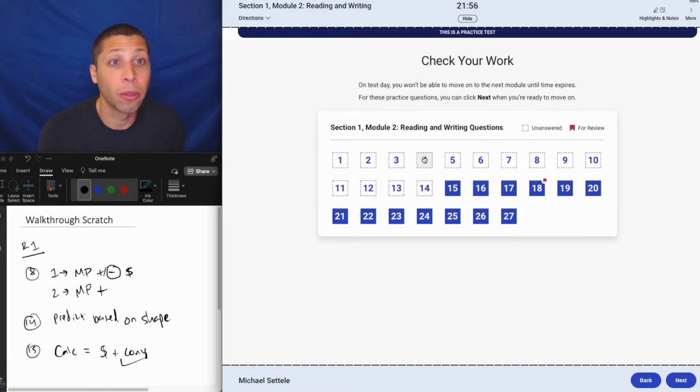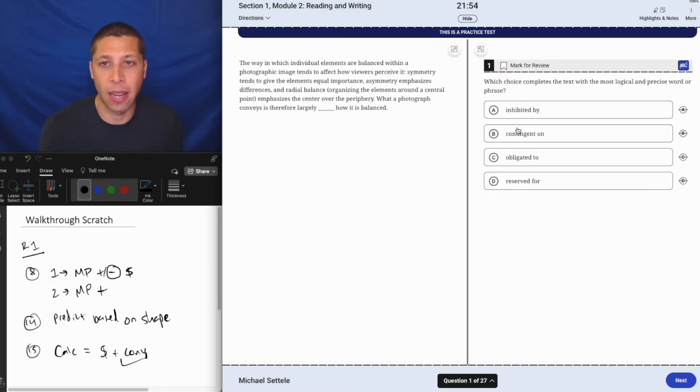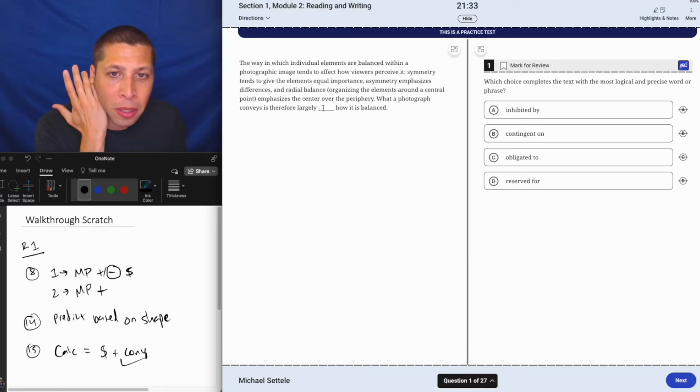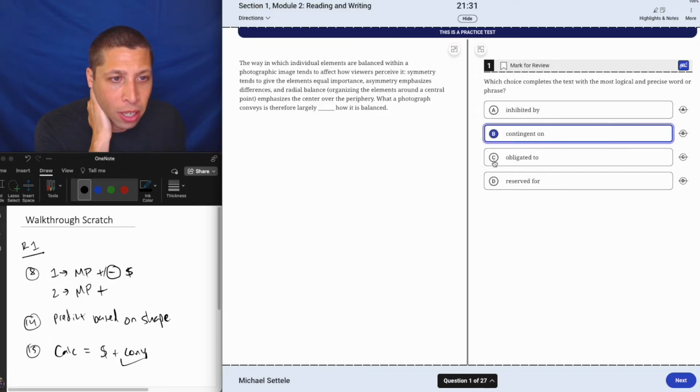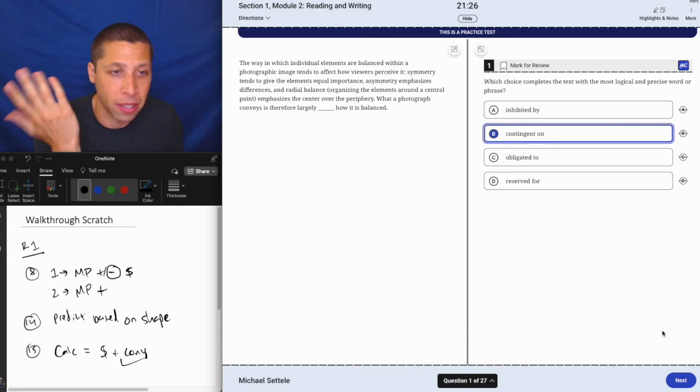Okay, going back to 1. So a little bit slower than last time. And now the words are harder. Okay. The way in which individual elements are balanced within a photographic image tends to affect how viewers perceive it. Symmetry tends to give the elements equal importance. Asymmetry emphasizes differences, and radial balance emphasizes the center over the periphery. What a photograph conveys is therefore largely determined by how it's balanced: inhibited, contingent on, obligated to, reserved for. Yeah, contingent means just like dependent on. Yeah.